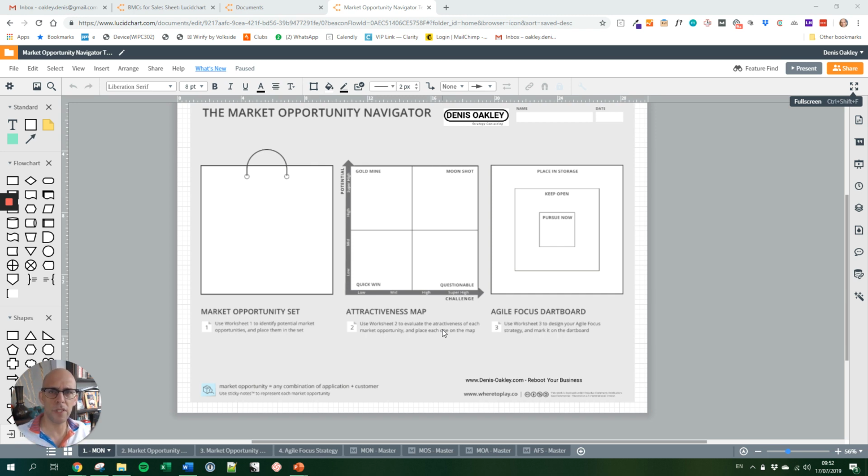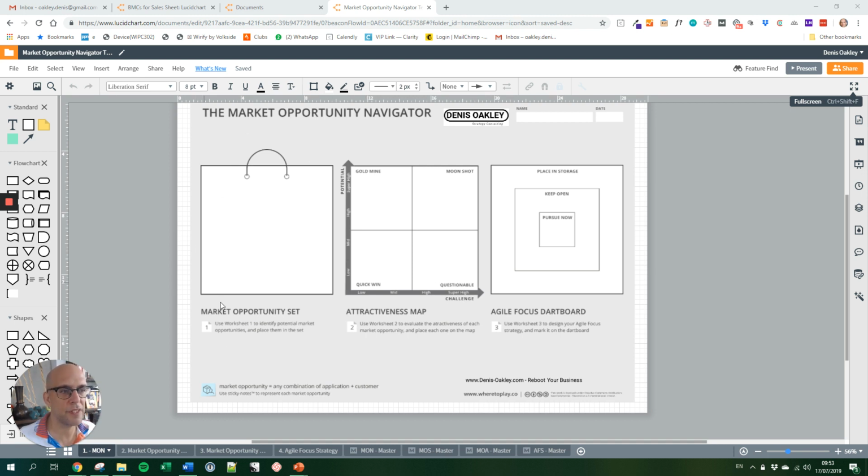So the Market Opportunity Navigator helps you think about the skills and resources that you've got, and then reach out and find the right market for you. It's a tool created by a couple of super clever academics, and you can find all the details about it at wheretoplay.co.